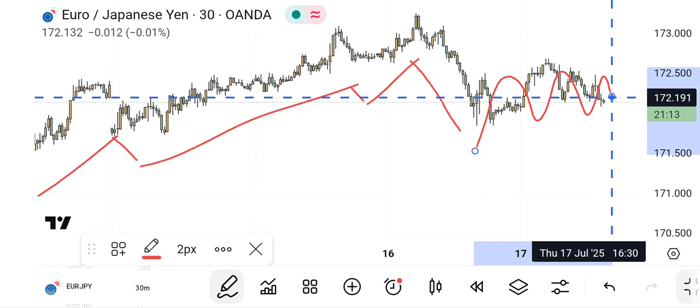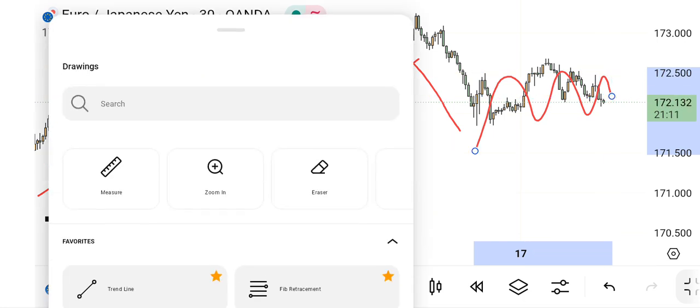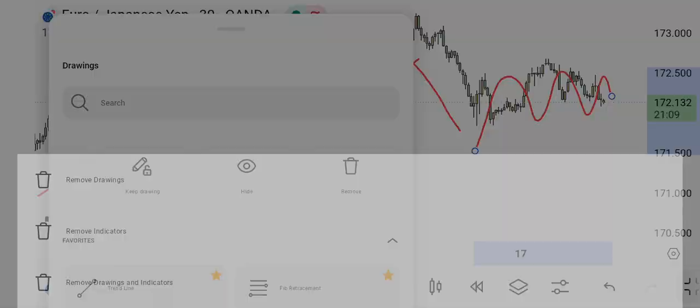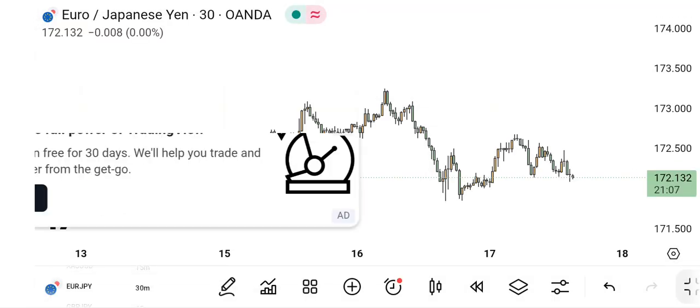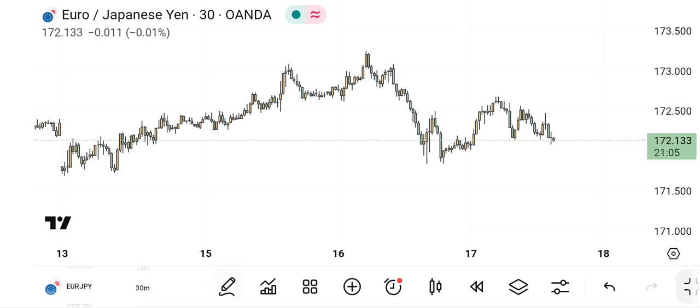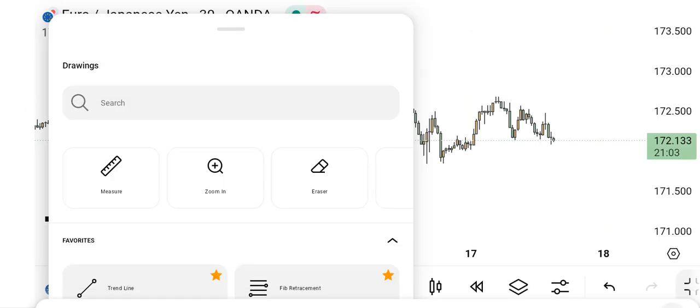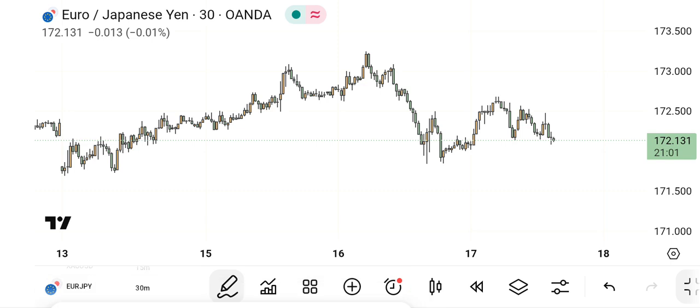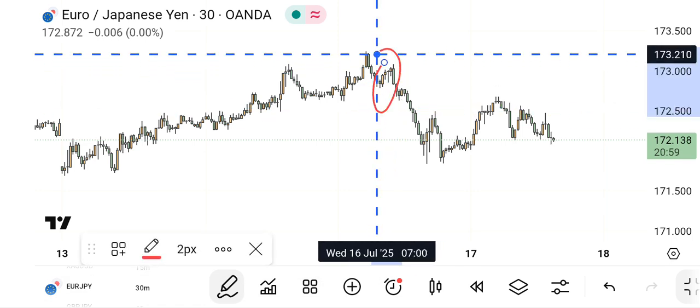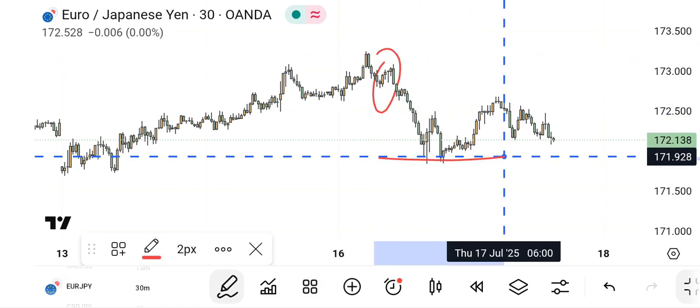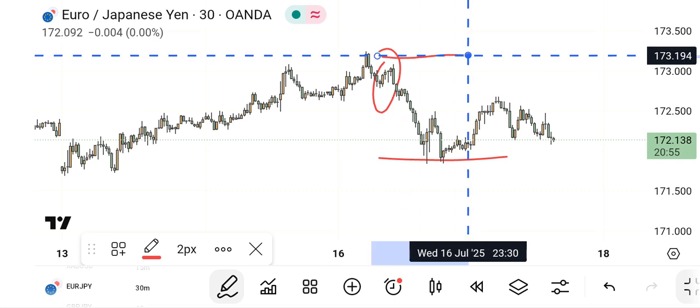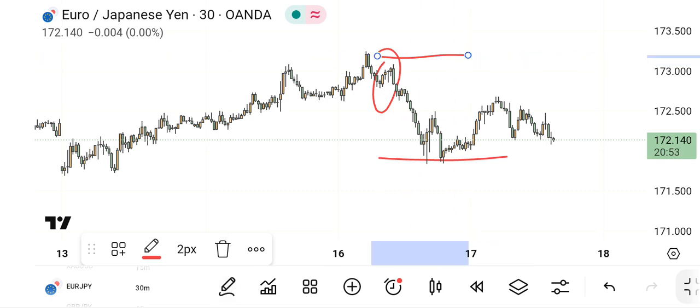So my entry was around here. My entry was around here, and my take profit was around here. My stop loss was around here. So let me just explain how I got it.